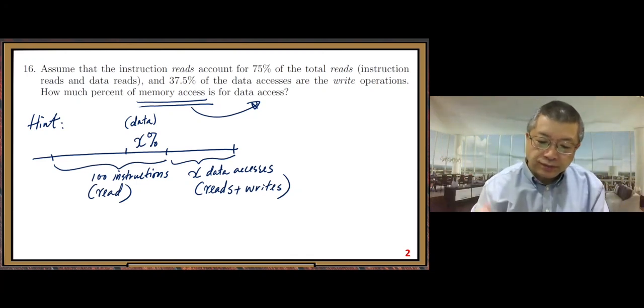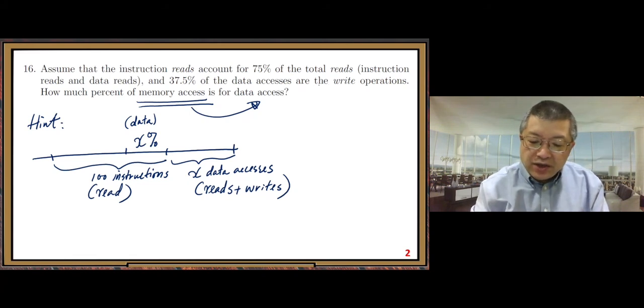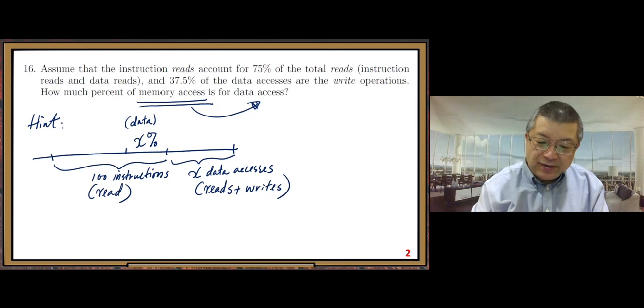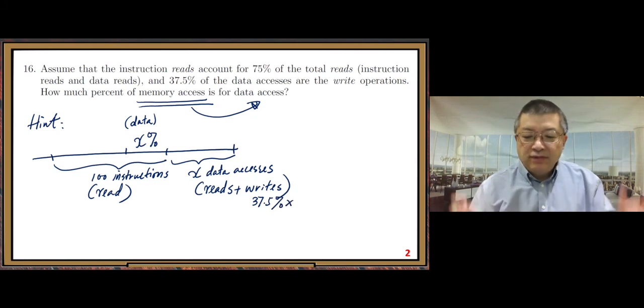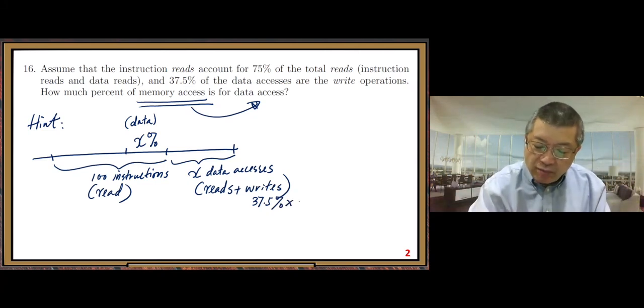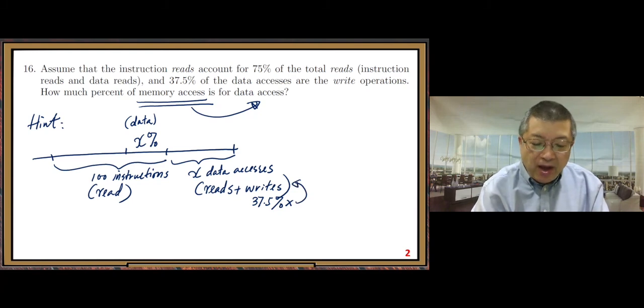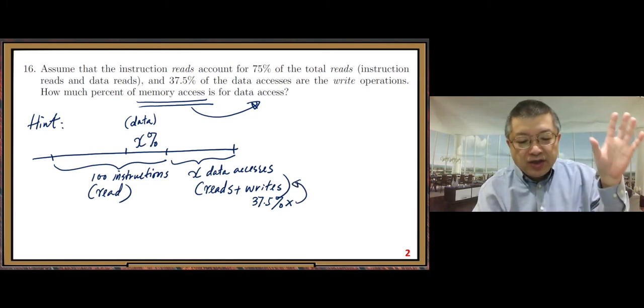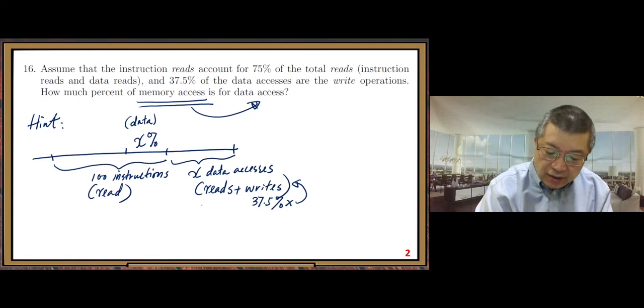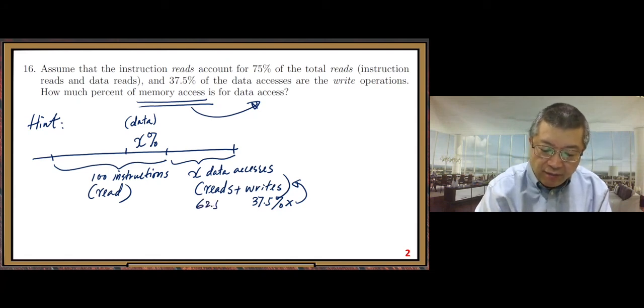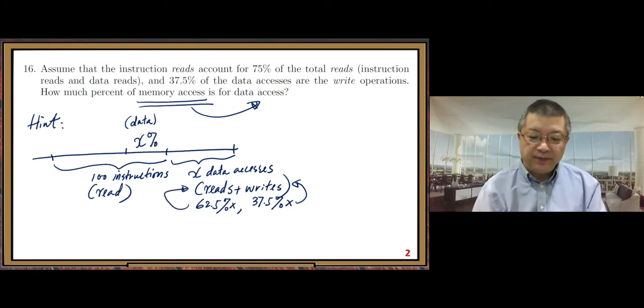75% of the data accesses are writes, so we have this percentage: 75% of X is the write operation. The remaining 25% of X is the reads part.